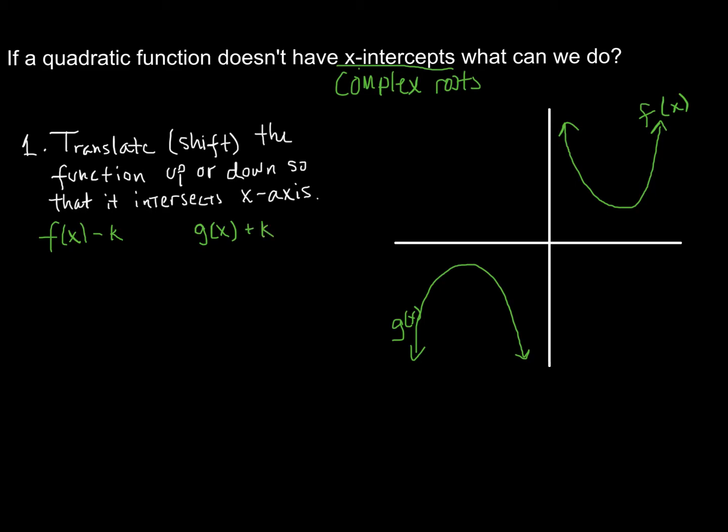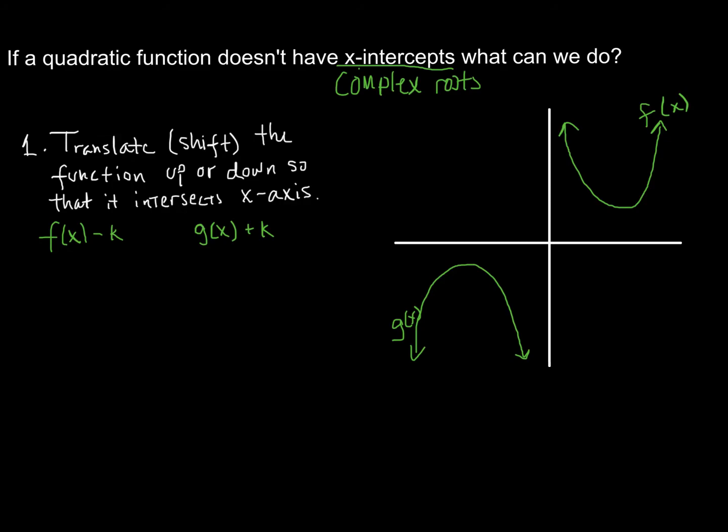Now, it may be the case, right, that these graphs already have a k value built in. So f of x may already have a k value of 2. So what I would need to do is subtract a new amount that would be enough to take it down below, okay? Or, for example, g of x may already have a k value. So this is included in the function, and then what I need to do is add to it so that it will then be shifted or translated upwards and intersect the x-axis.